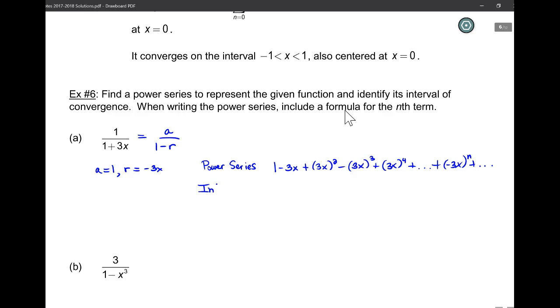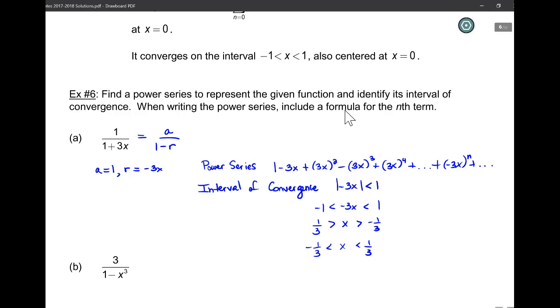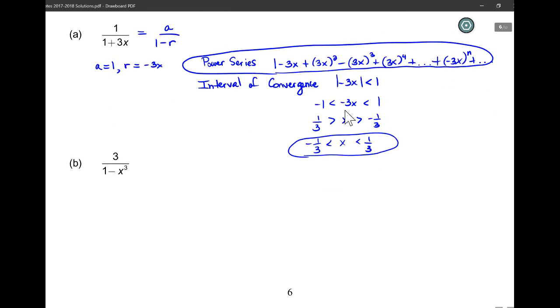So our interval of convergence is going to be the absolute value of -3x less than 1, which, think about, that's going to be -1 to 1. So we divide by -3, so that's going to be 1/3, and of course that makes everything switch. And then we want to just rearrange it. So from -1/3 to 1/3, that's our interval of convergence. So here's our power series, and that's our interval of convergence. Okay, next one.